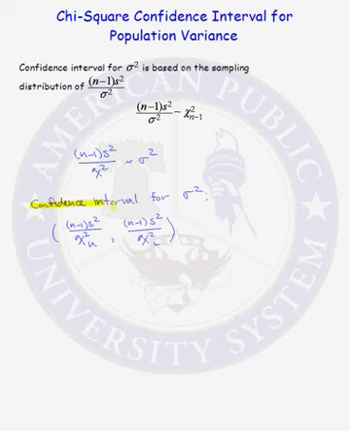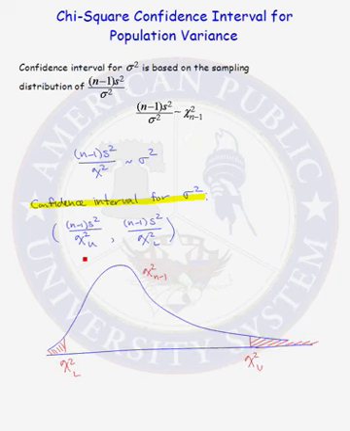Our confidence interval for sigma squared, the population variance: the lower bound is given by the quantity n minus 1 times the sample variance divided by a chi-squared critical value. The upper bound is given by n minus 1 times s squared divided by a different chi-squared critical value. Again, these two values are not just opposites of each other because the sampling distribution that our confidence interval is based on is not a symmetric distribution.